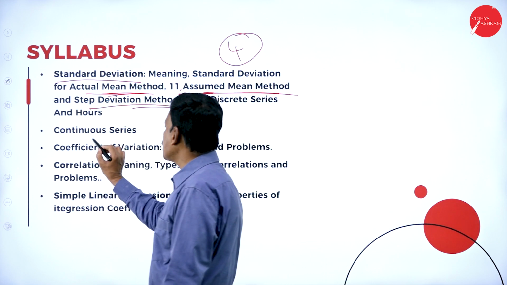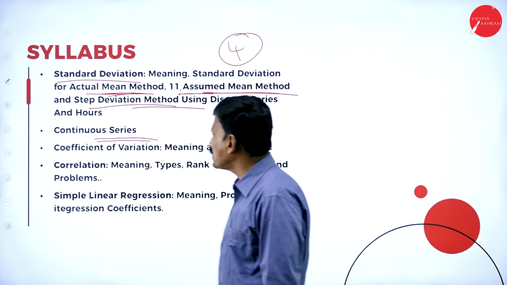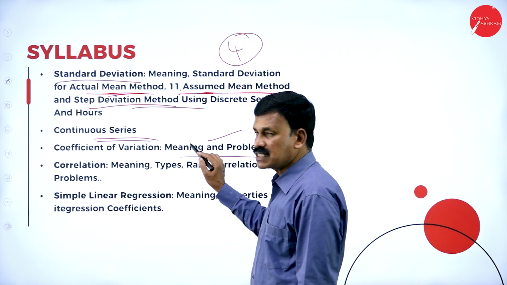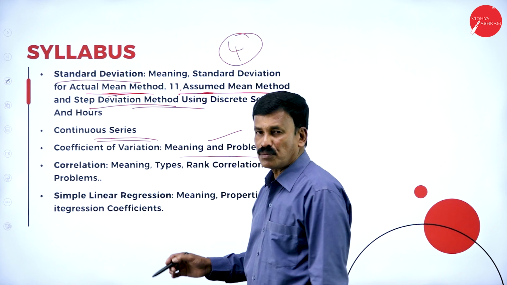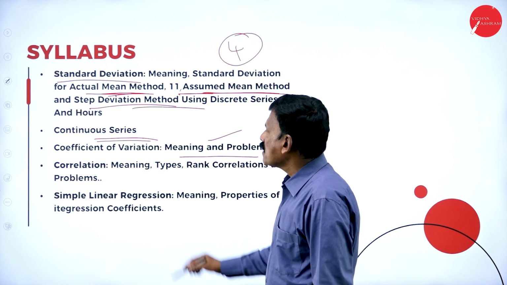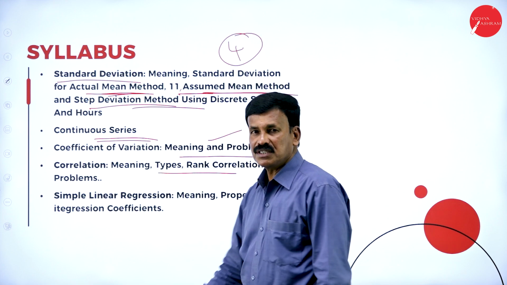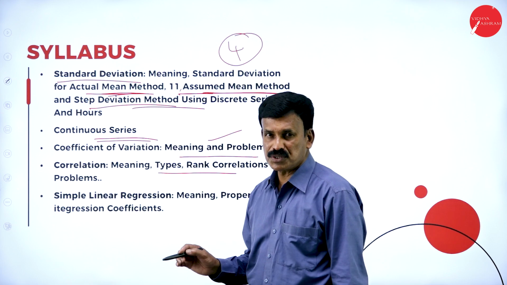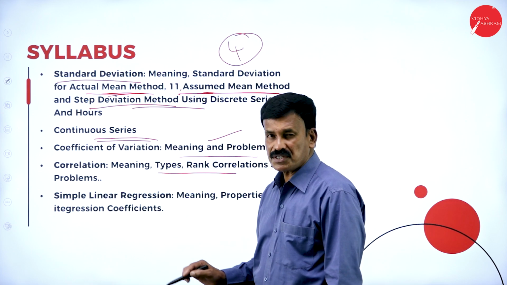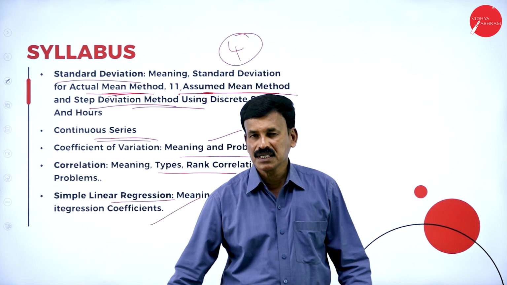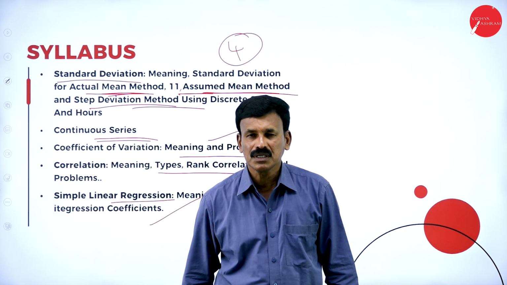And the next concept is the continuous series. Next we are going to study the coefficient of variation, that is the definition, meaning and the problems related to coefficient of variation, and the correlation. Here also, finding the correlation, types of correlation, rank correlation, and the problems related to correlation. And the last concept is simple linear regression. So, the meaning of regression and the properties related to regression.